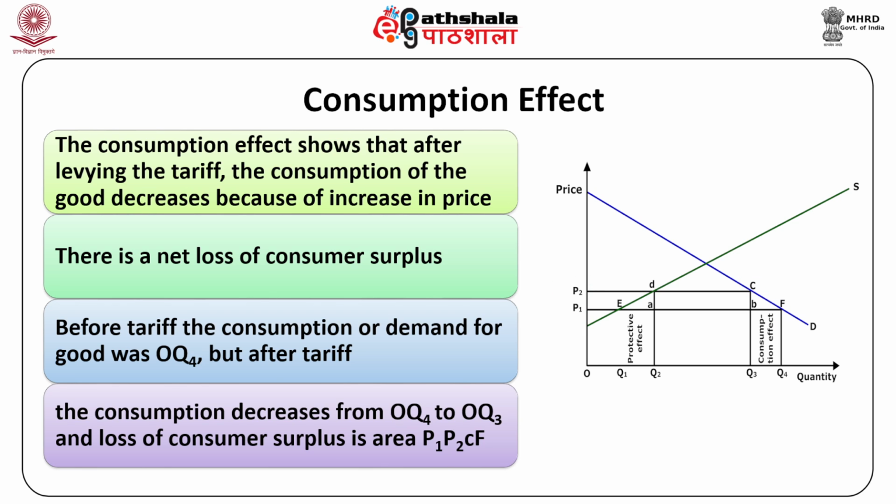The combined production and consumption effect is called the trade effect. Reduction in consumption Q3, Q4 and increase in production Q1, Q2 results in lower imports. Imports shrink from Q1, Q4 to Q2, Q3.